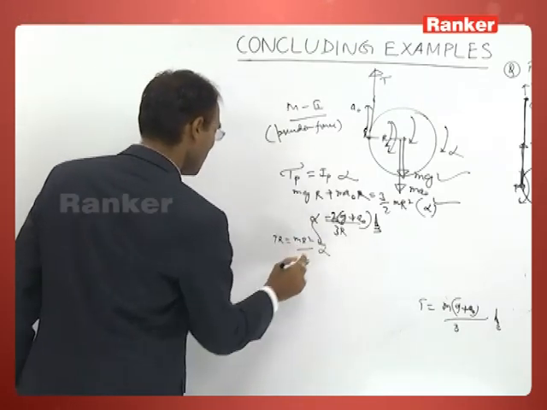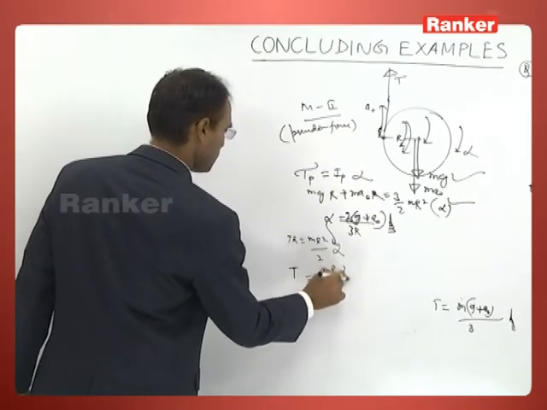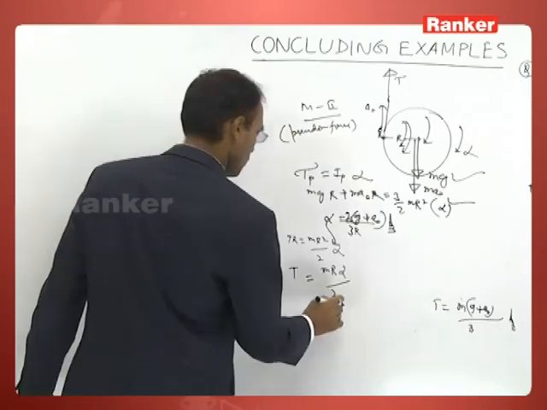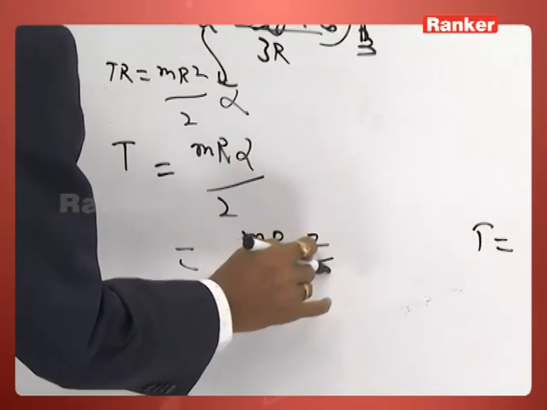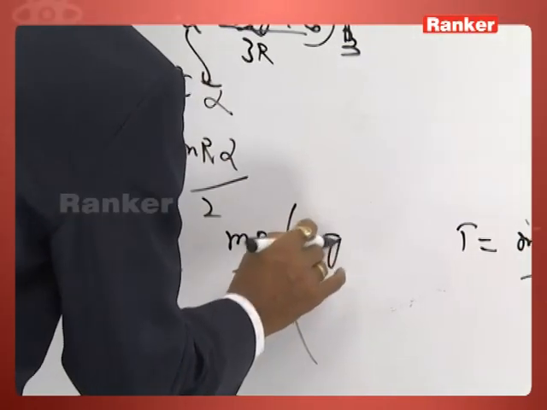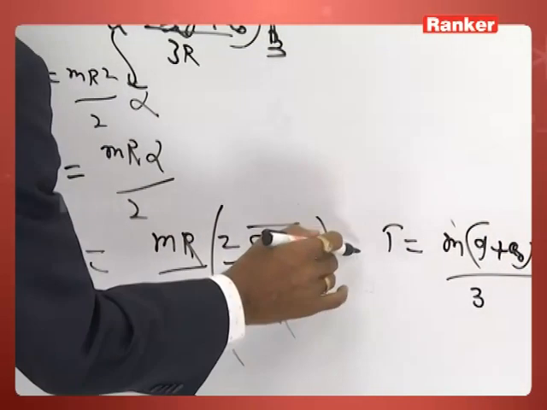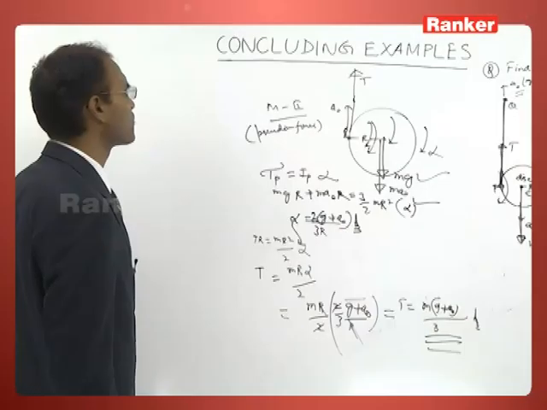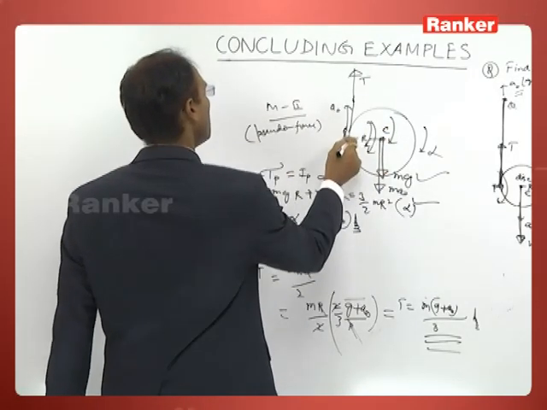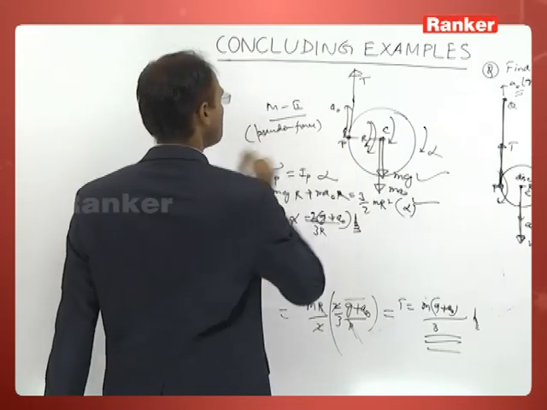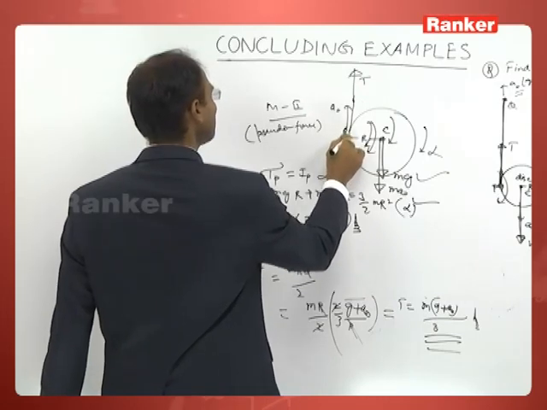So after getting alpha, if you can substitute alpha here, we are getting T is equal to m r alpha by 2. So m r by 2 into alpha, that is 2 by 3 into g plus A naught by r. So r is getting cancelled. Ultimately you are getting the same answer. So we can use the center of mass method or a method with respect to this point, that is called the pseudo force method, because you should be careful, this point is accelerating.